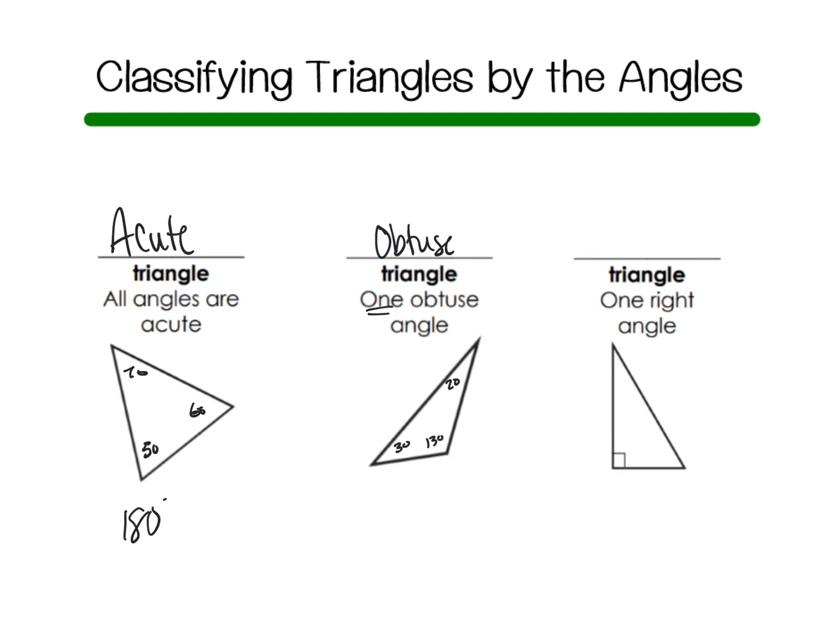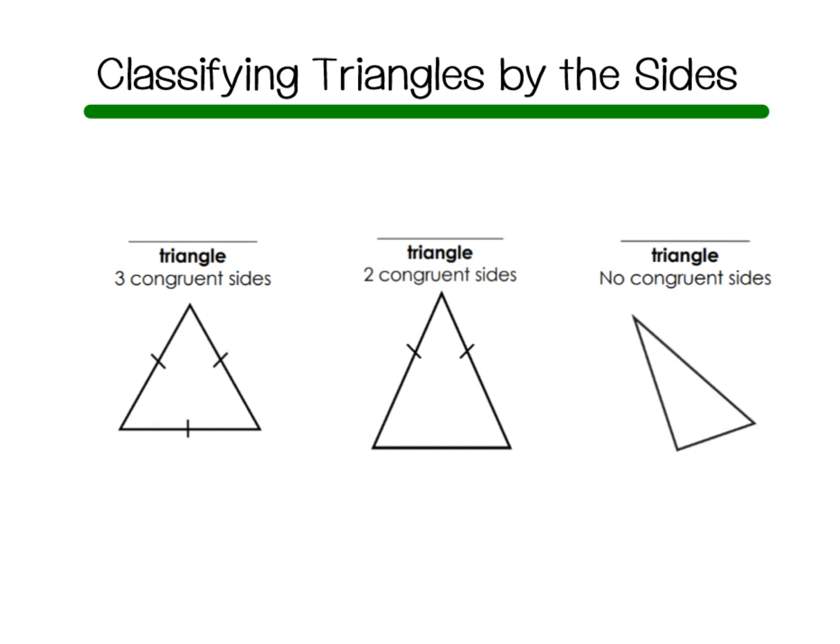Then if we have a right triangle, then we have one right angle. Okay, it doesn't matter really what the other ones are. As long as we have one right angle, it's a right triangle. Again, though, we could have, I don't know, 60 and 30. Okay. We can also classify by the sides.